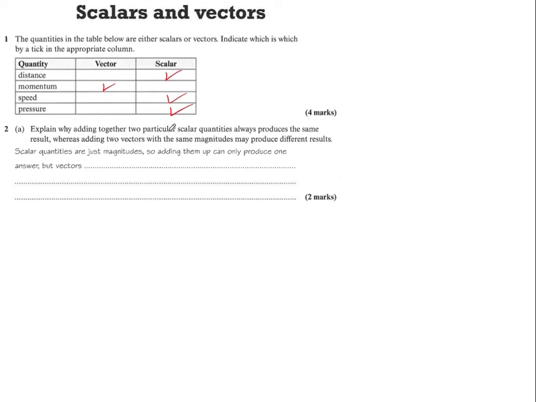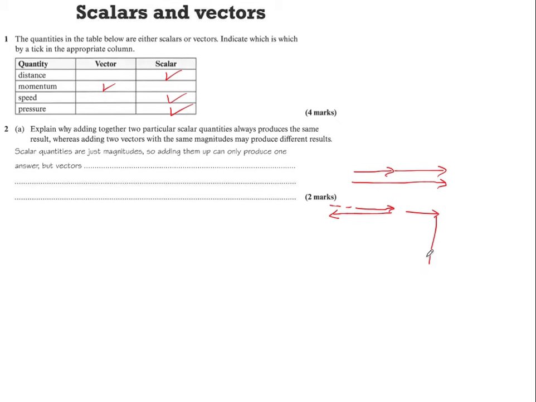Explain why adding two particular scalar quantities always produces the same results. Well, scalars are magnitudes, so you just add them together. But vectors, well, if you put one vector like this and then stick another vector on this, your resultant is going to be enormous. But if you have vectors going in opposite directions, so you go this way and then the vector goes in the opposite direction, your resultant is going to be much, much smaller.